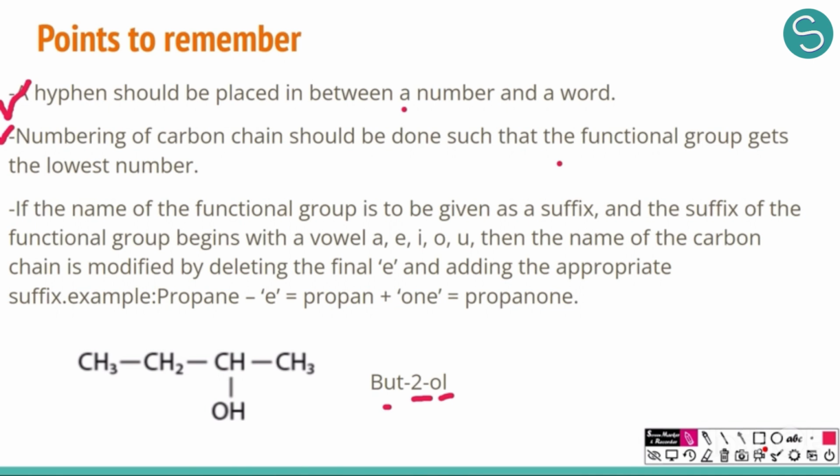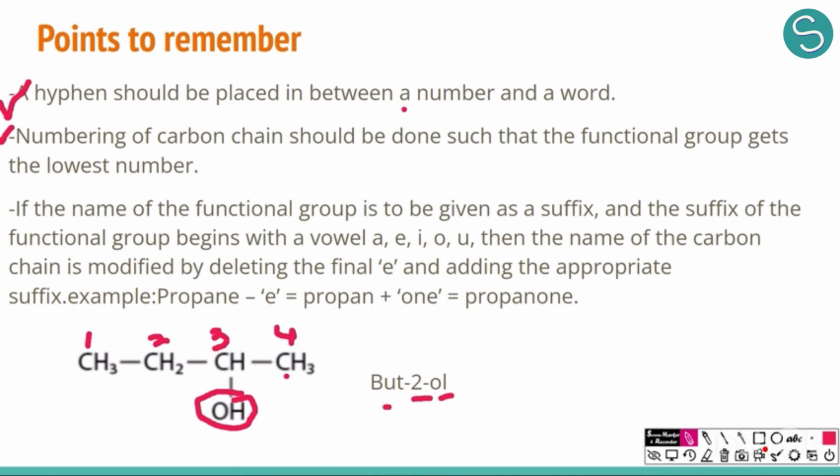I have told you that numbering starts from the side which is nearest to the functional group. Now I have this functional group, alcohol, on this carbon. If I start counting from here, it will give me 1, 2, 3. It will give the functional group the third position. But what I have told you is that the functional group always gets the lowest position.